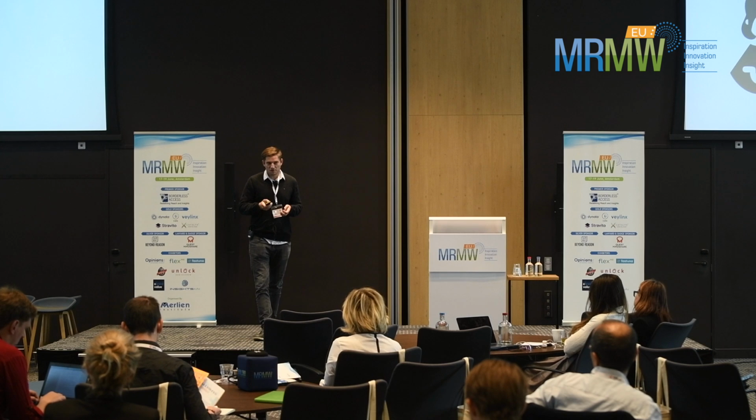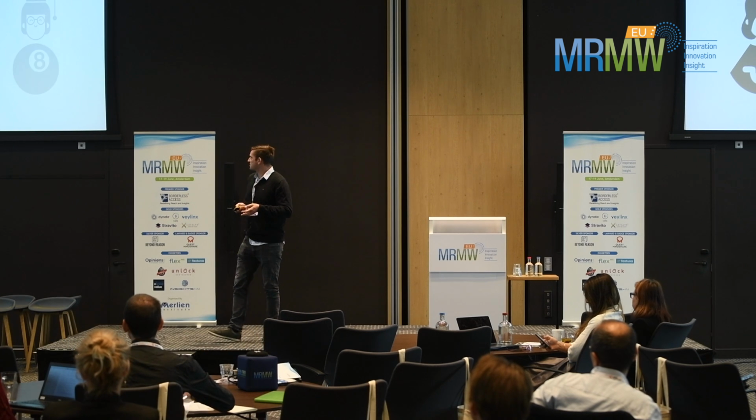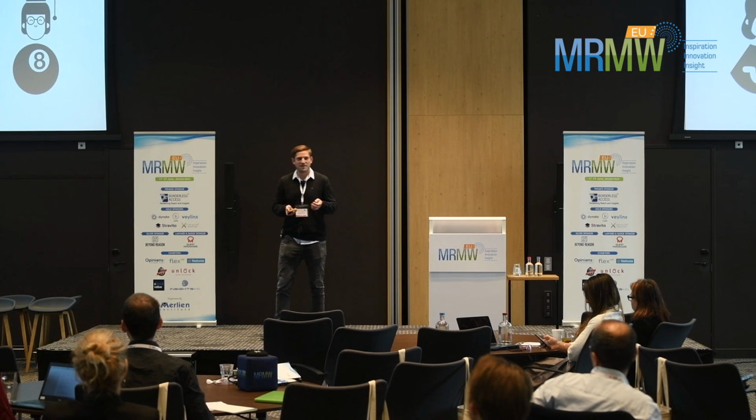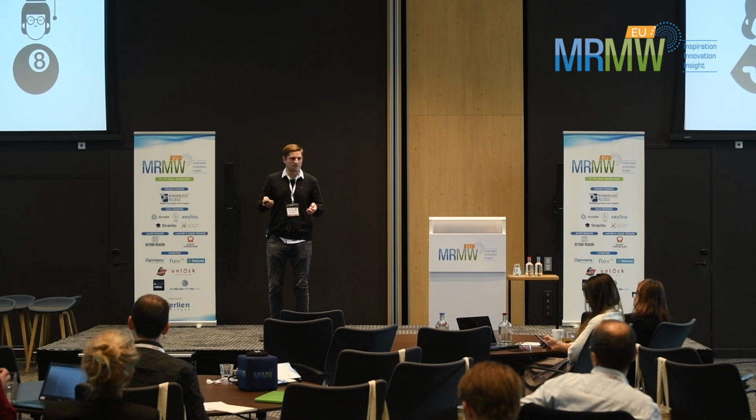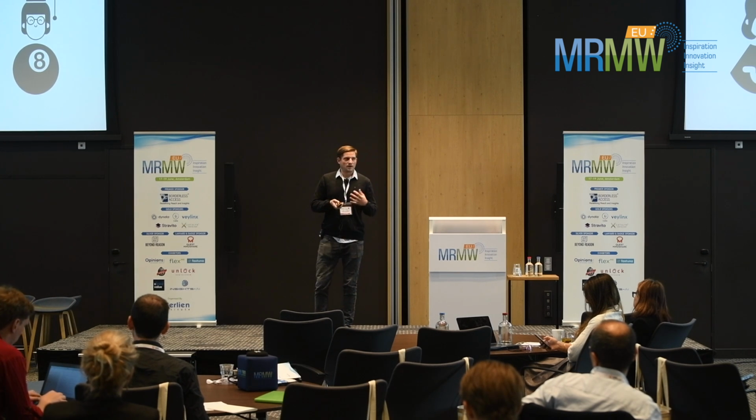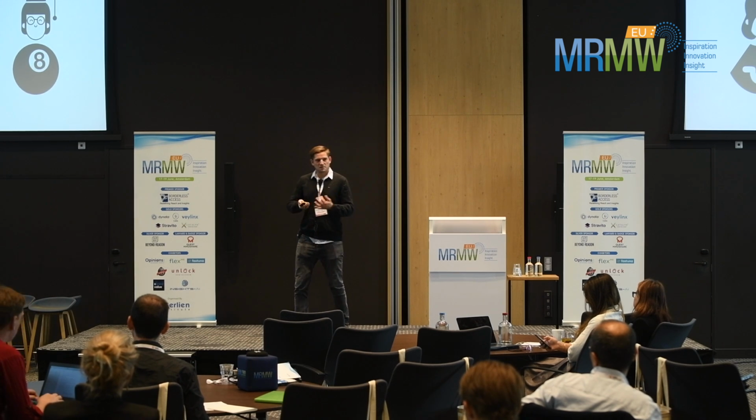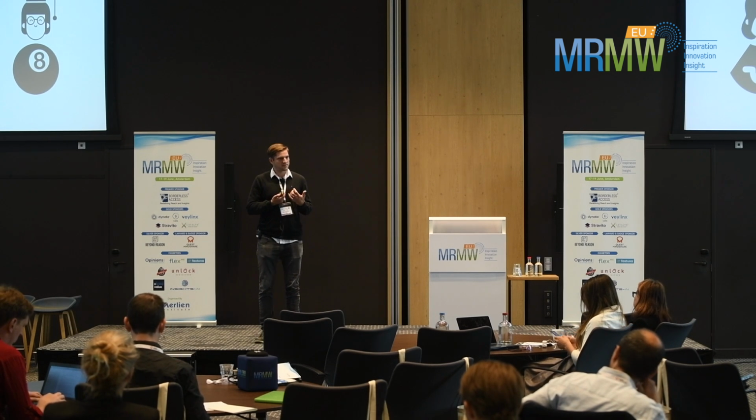So in the future of brand tracking, you can get much more precise estimates for, say, mothers with children, for men with mustaches who love burgers, or for recent graduates who play pool. You can zoom into any niche target group and estimate more precisely if your marketing is working with them. We've collected a lot of experience with it now, and we've built a standard model for it.